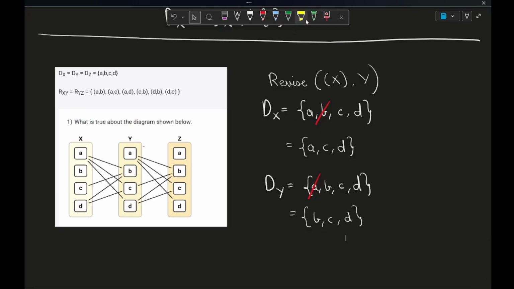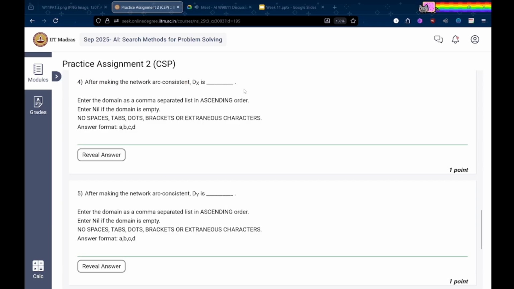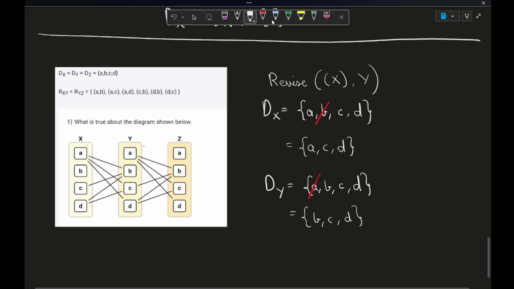So do we need to make X and Z consistent to each other? No, right? Because these two have no relation to each other. No, they are explicitly asking about X and Y only. No, it is talking about after making the network arc consistent. So for that, you'd also have to call Z arc consistent. But that is okay, X with Y and Y with Z, not X with Z.